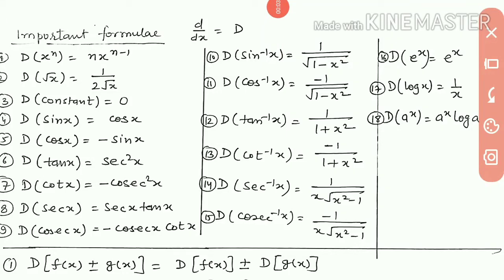Good morning, students. This we will do now, the differential. Differential we also did in class 11, so some part we have to revise. This formula we already did in 11th, so again you will understand this formula.